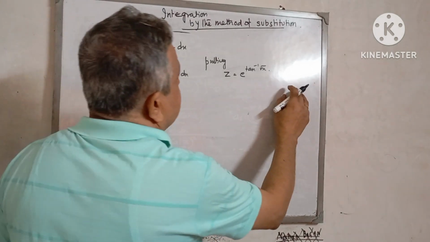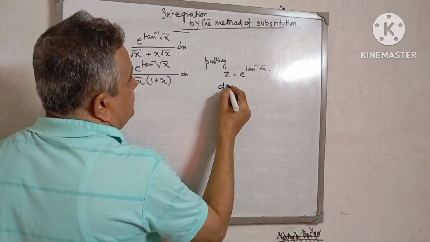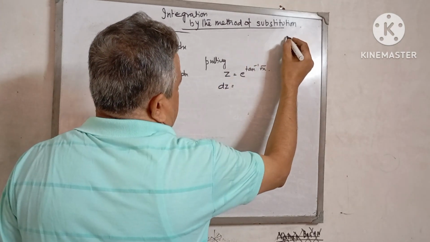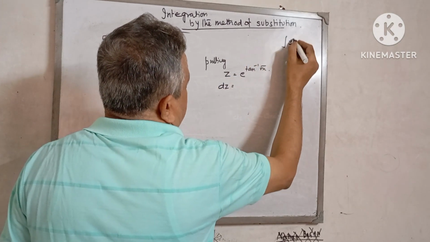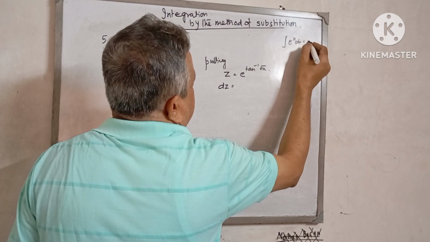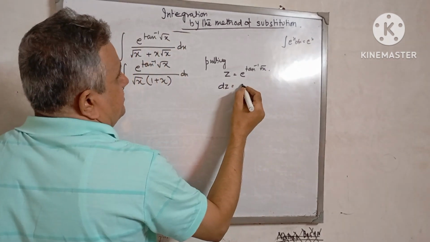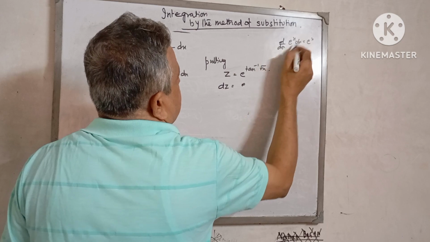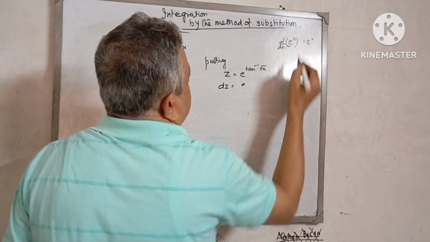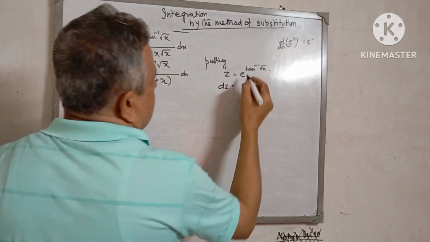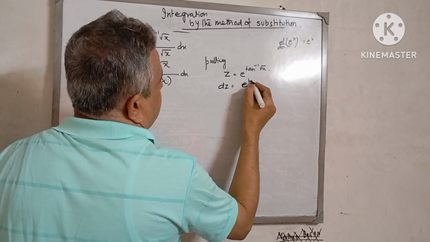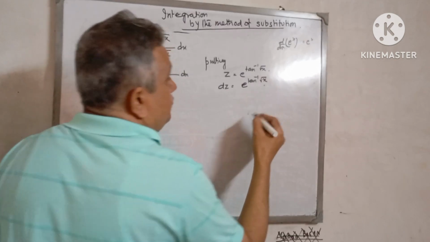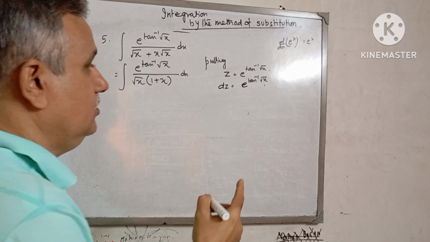Now we differentiate, so dz is e to the power x, since the derivative of e to the power x is e to the power x. So e to the power tan inverse root x, into, you have to use the chain rule.